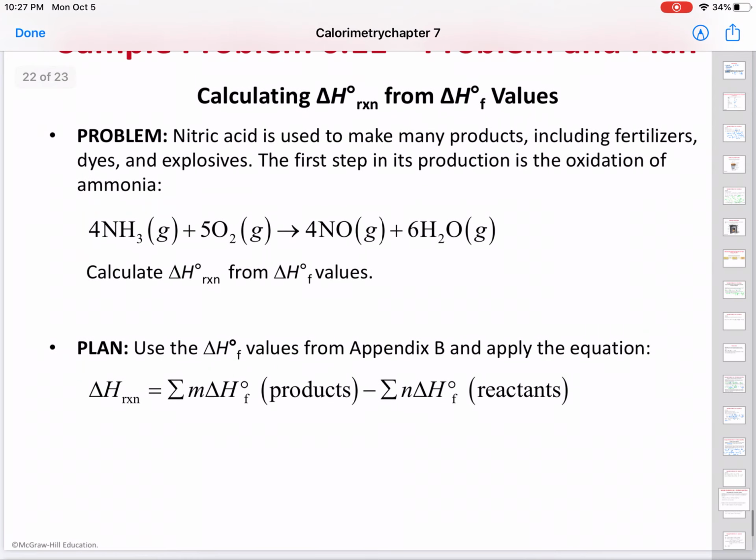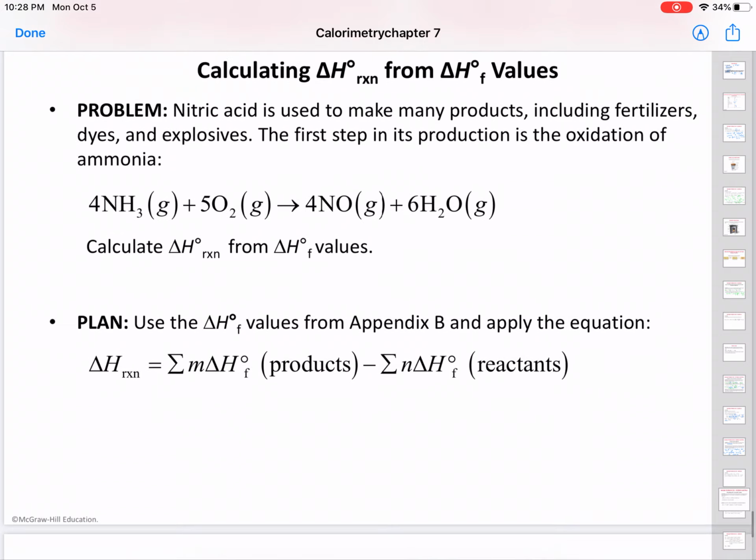Let's see here. Nitric acid is used to make many products, including fertilizers, dyes, and explosives. The first step in its production is the oxidation of ammonia: 4 ammonia molecules with 5 oxygen, giving you 4 nitrogen monoxide and 6 water molecules. We're going to find the delta H reaction from delta H formation values.